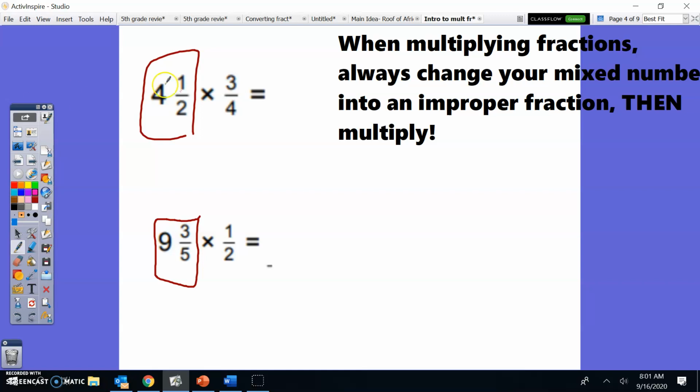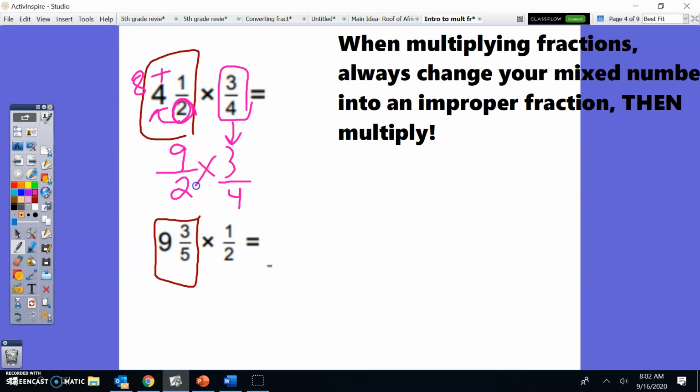Let's start with 4 1/2 up here. If I know how to change my mixed number into an improper fraction, I take my denominator, multiply it by my whole number, which is 4. Add 1. 8 plus 1 is 9. That becomes my numerator. My 2, my denominator, stays the same. So 9/2 is my improper fraction. 3/4, I'm just going to keep the same.